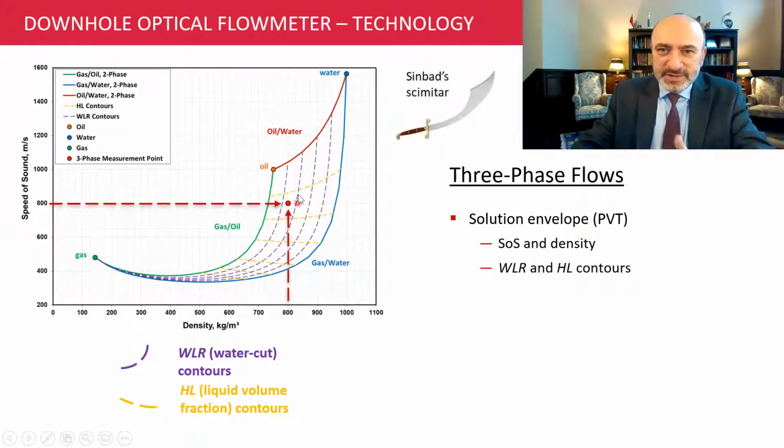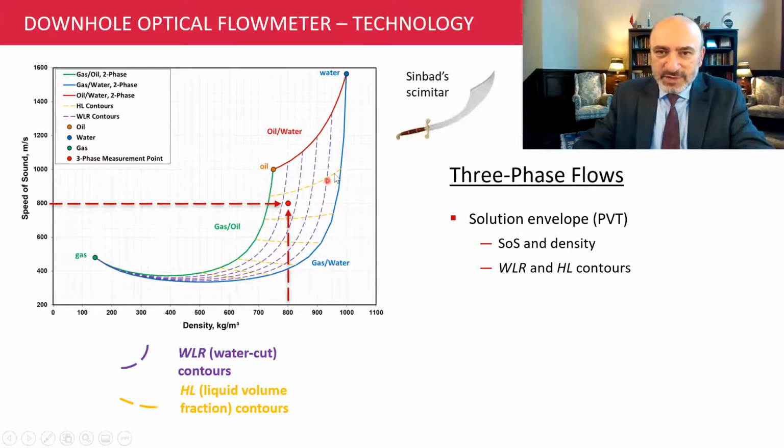So let's continue to explain this solution domain, because we have more curves here. The dashed purple curves are the water cut contours. Those water cut contours intersect the oil-water curve at here 20% water cut, 40%, 60%, and 80%. The frequency of these contours is by choice. We can have 1% frequency if we want.